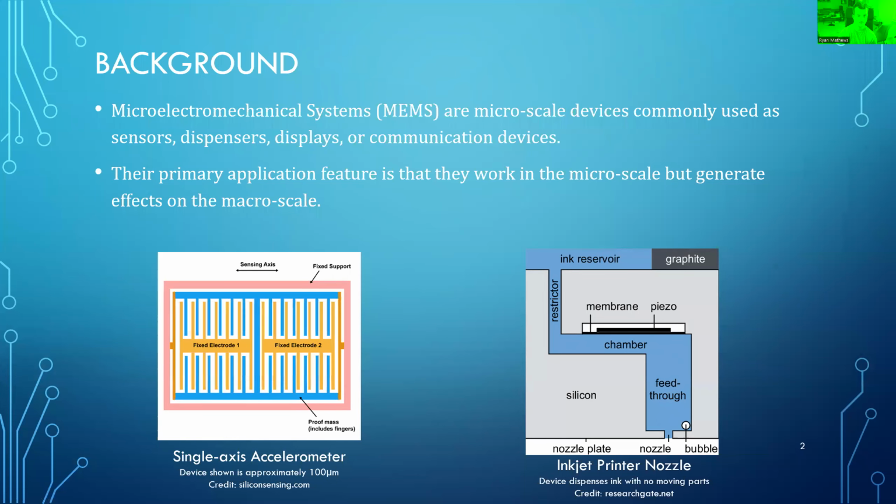As a bit of background on microelectromechanical systems, otherwise known as MEMS, they're microscale devices commonly used as sensors, dispensers, displays, or communication devices. The primary feature of them is that they work in the microscale, but generate effects on the macro scale. Two examples below are the single axis accelerometer. Accelerometers are found in phones and other devices. They measure the acceleration of a device. Additionally, because they do react mechanically to changes in voltage, they work as inkjet printer nozzles as well, where the membrane pushes out ink through the chamber and through the feed-through.